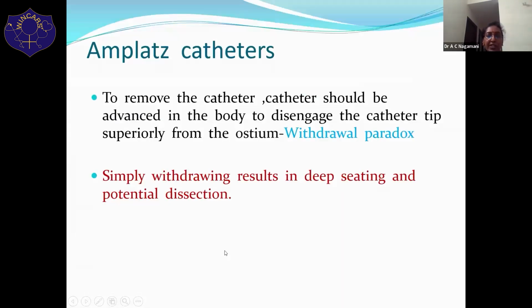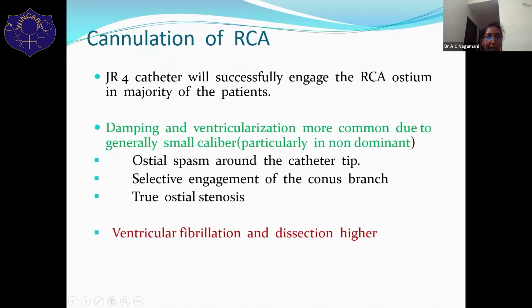The only precaution to be taken is that when we are removing the catheter, it should be advanced in the body to disengage the tip superiorly from the ostium. If we simply withdraw, it can result in deep seating and potential dissection. This is called the withdrawal paradox. For cannulating the right coronary, the JR4 is enough. We can successfully engage in the majority.